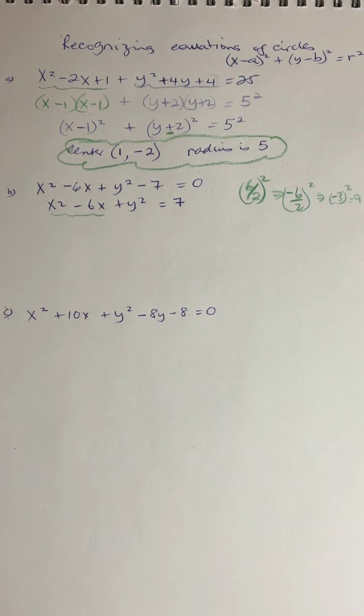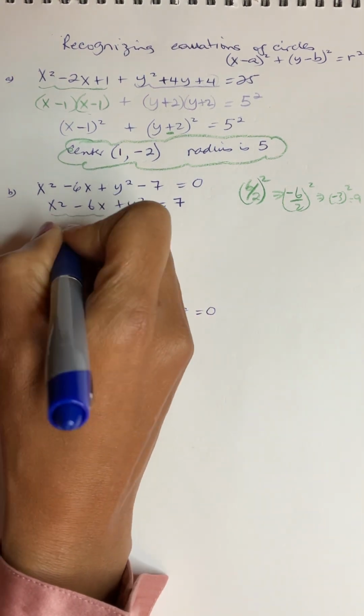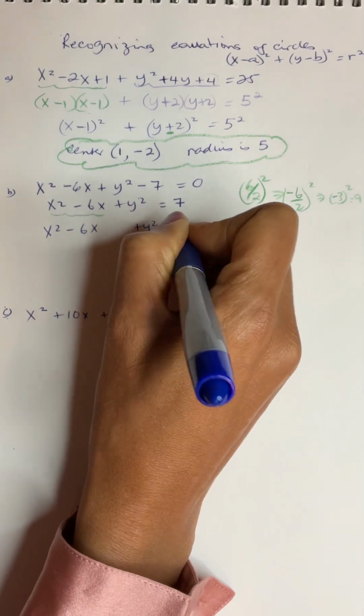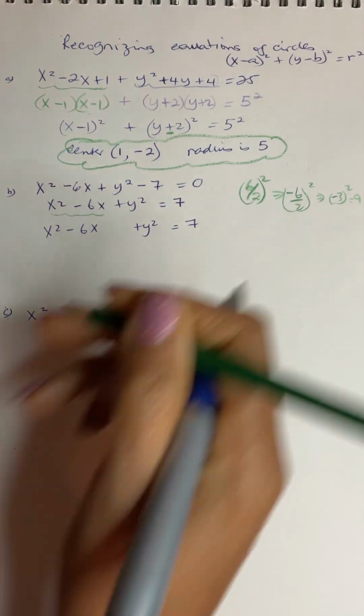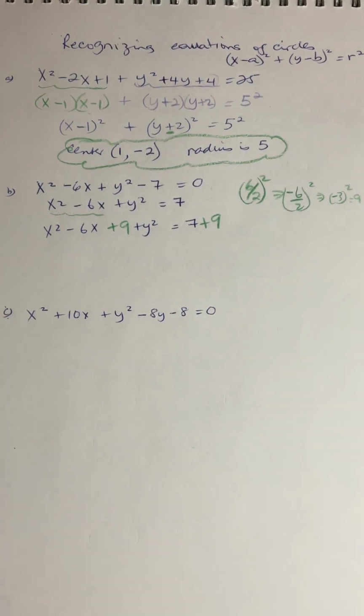Okay, so you have 9 there. So you're going to add that 9. Whatever you have on one side, you must do it on the other side. Okay, I just wanted you to know. So I'm going to add it to both sides. Plus 9, plus 9 on that side.